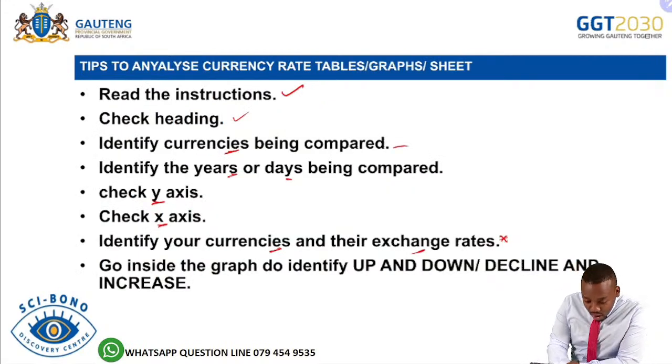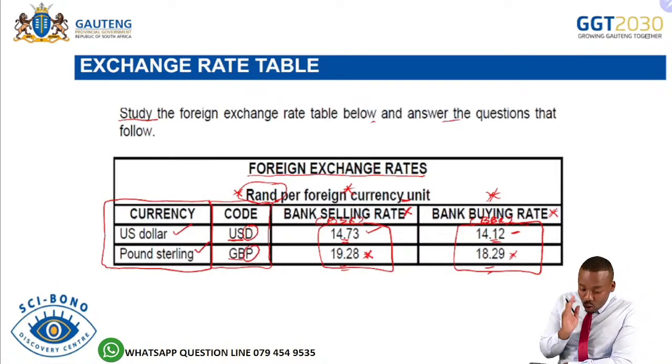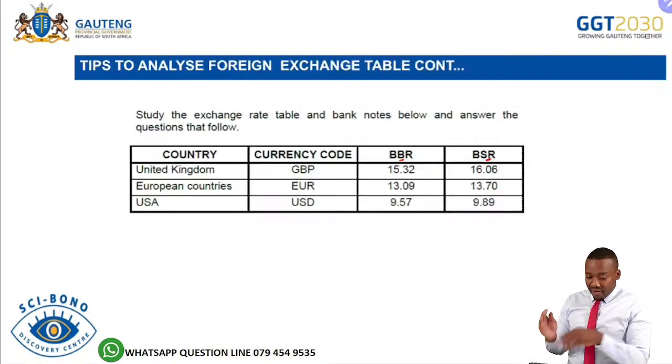Then I said go inside your graph to identify the up and down, or decline and increase. Let's check here. Look at the difference between BSR and BBR. BSR, it is 14 Rand 73, meaning this is our up. For pound, it is 1928. It is more as well. But when you go to the last column, then when you check BBR, it is 1412. And then this side, it is what? 18 Rand 29.